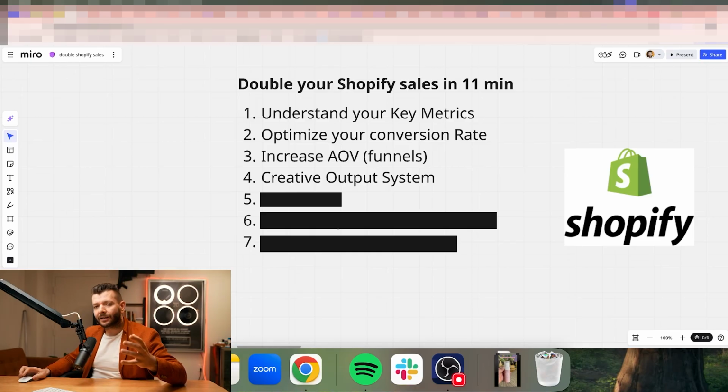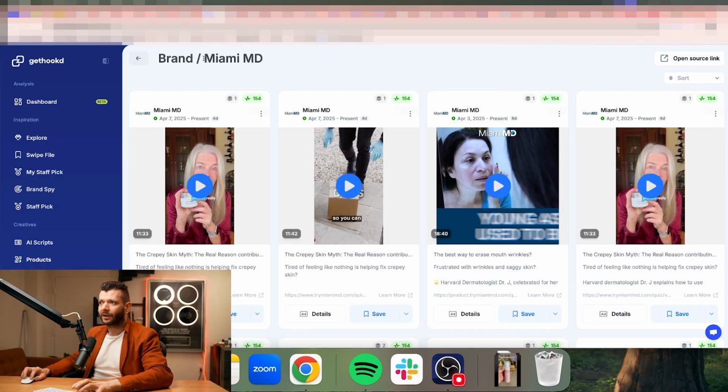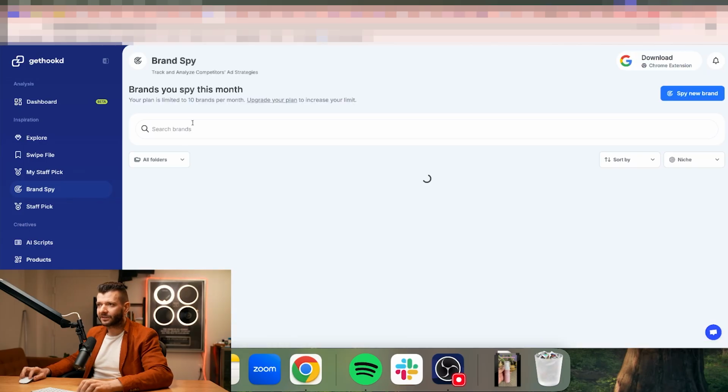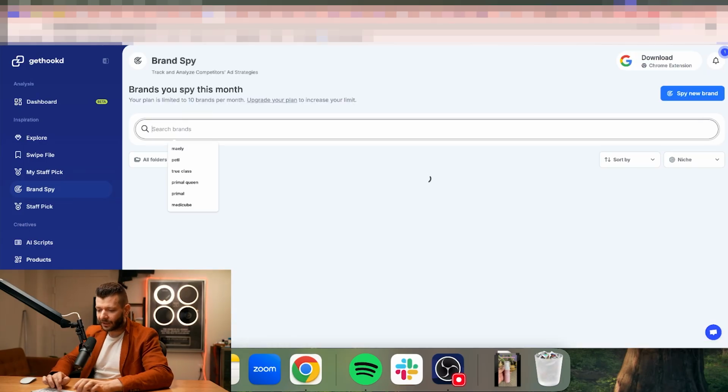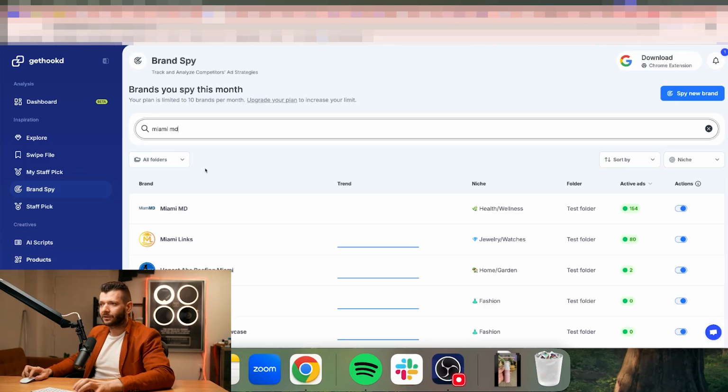After that, you need a creative output system, because now you need to feed that funnel with as many customers as you can. And in order to do that, you have to ramp up the number of creatives that you're testing. So if we're looking at this brand here, Miami MD, right? They've been in business for a long time. They've scaled very, very nicely. And the reason they've been able to do that is because they're testing a lot of ads.